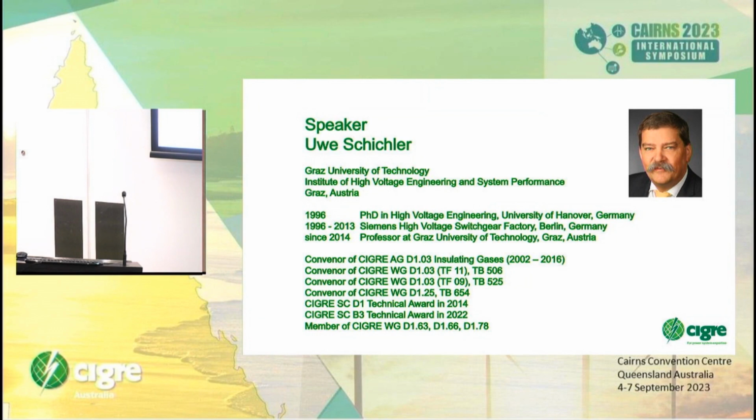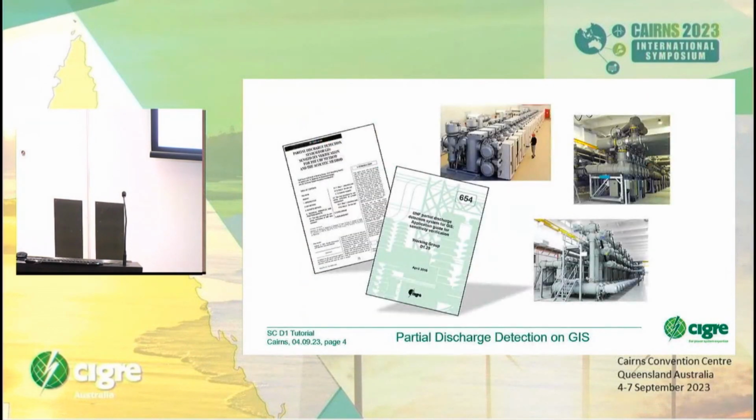And after this short introduction, I think we can start now with technical content. Here on this slide, you see two brochures or two documents coming from CIGRE: the former Electra paper from 1999, which deals for the first time with the improvement and a kind of, let's say, standardization of the ultra-high frequency partial discharge measurement, and the 654 brochure was from the working group D1.25. And you can see a few nice pictures from GIS, 145 kV level up to 550 kV level.